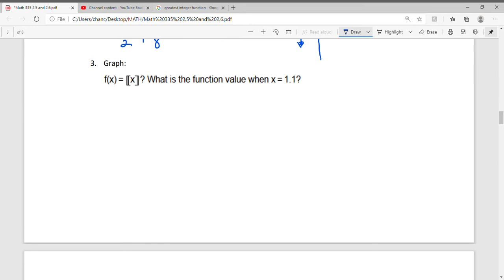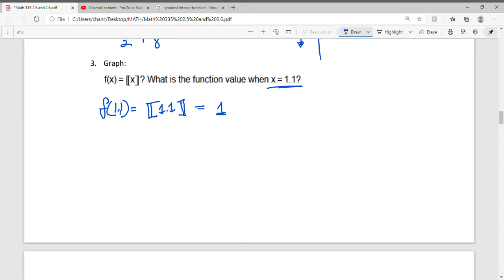For question 3, let's graph the greatest integer function. What is the function value when x is equal to 1.1? F of 1.1 equals the greatest integer of 1.1 or less. Now this means we have to look at the integer that is the greatest equal to this or less. The greatest integer function is equal to the number inside or less. The closest integer that I have is 1. 1 is equal to this or less, and it's an integer. So the greatest integer of 1.1 is 1.